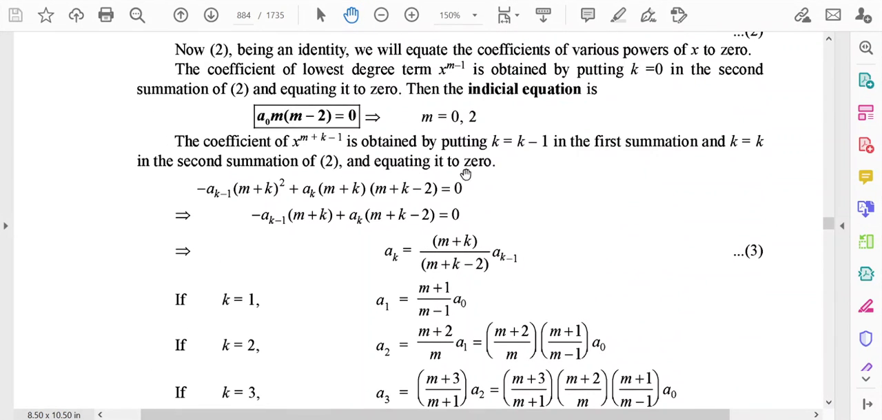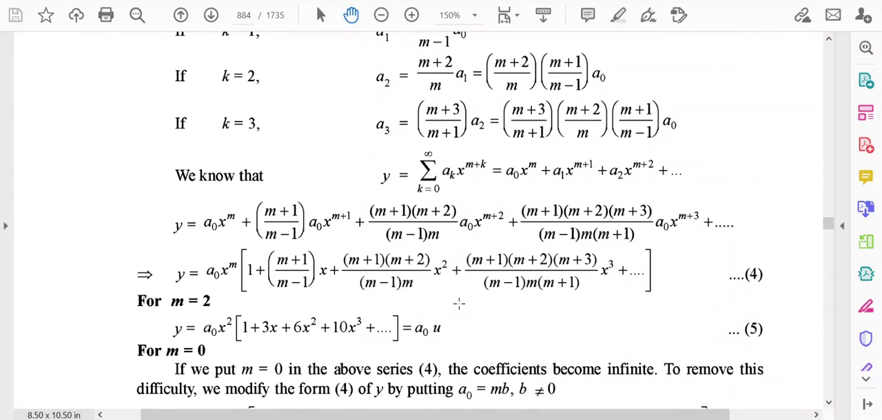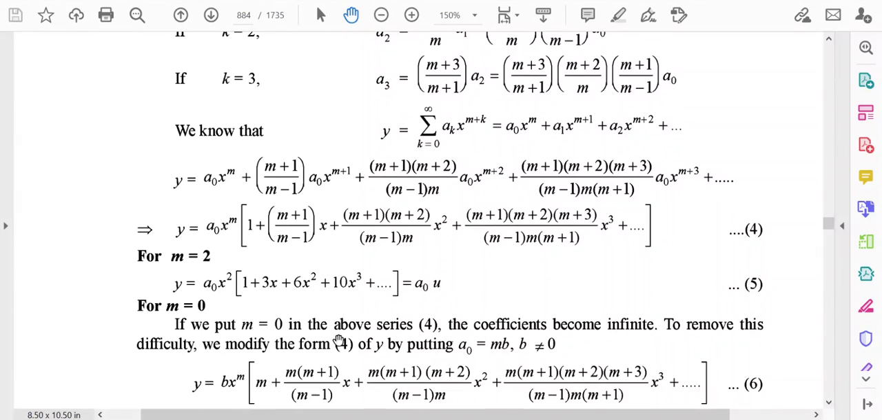Now we have obtained 2 roots, that is one for 0 and another for 2. So in the first case, suppose for m is equal to 2, if we put m is equal to 2 in equation 4, the equation will be like this: y is equal to a0 x square, in the bracket 1 plus 3x plus 6x square and so on. So this is suppose a0 into u.